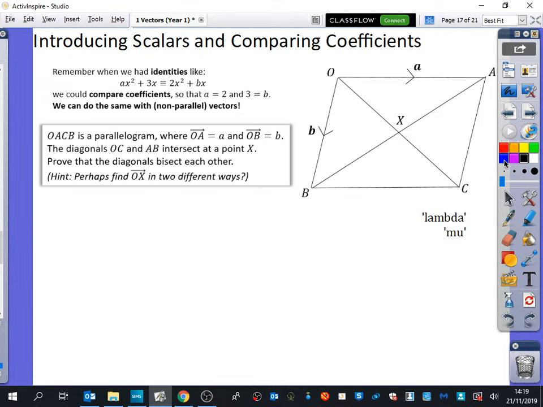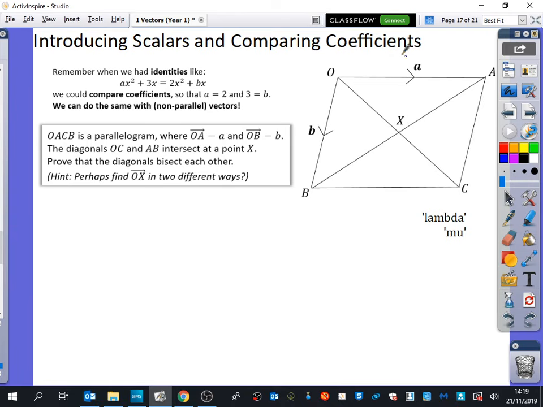Okay, let's break down what the question says. Let's first of all break down what the title says. It says introducing scalars and comparing coefficients. So scalars we've already come across. Those are the numbers that you can multiply a vector by to make it become longer or shorter. Okay, so that's fine. We know what introducing scalars means.